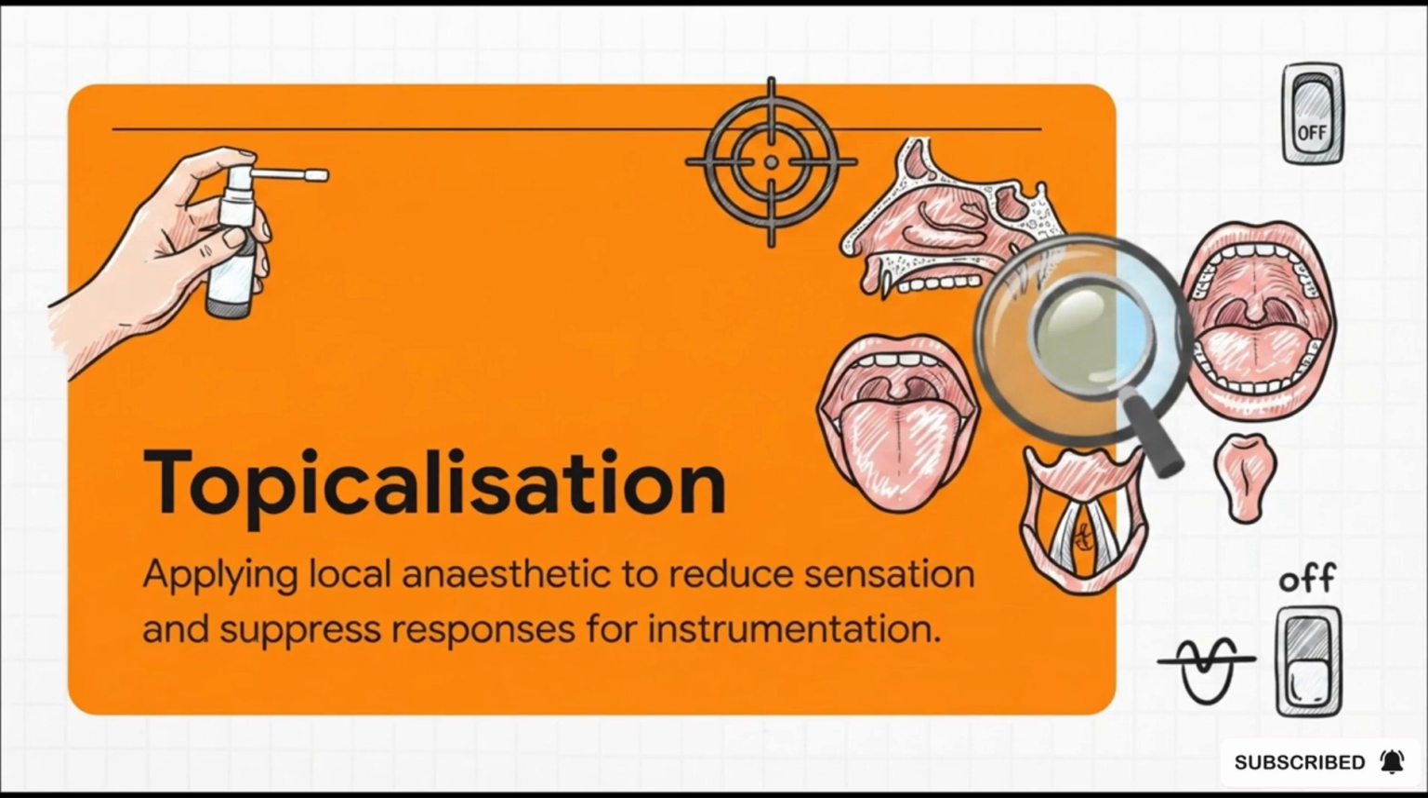Let's zoom in on that second pillar for a second, because it's often the most misunderstood. Topicalisation is basically the application of a local anesthetic to very specific regions of the airway, like the nasal cavity, the oral cavity, tongue, epiglottis, and vocal cords. The goal? To reduce sensation and suppress those natural airway responses, like the gag reflex. Because let's be real, nobody wants that acting up while a tube is being placed. It's a highly targeted numbing process that makes the whole thing tolerable without having to knock the patient unconscious.